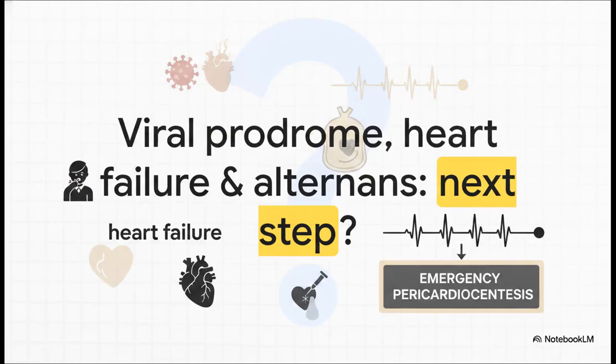Let's clean up a few final high-yield vascular and systemic mimics to finish this explainer. If you see a viral prodrome leading to heart failure and electrical alternans, that dictates an immediate emergency pericardiocentesis for an evolving tamponade. For peripheral vascular disease, look for chronic edema and medial malleolar ulcers pointing to venous insufficiency. But an acute pulseless limb with pain, pallor, and poikilothermia, that's acute ischemia. It needs urgent vascular evaluation and anticoagulation.